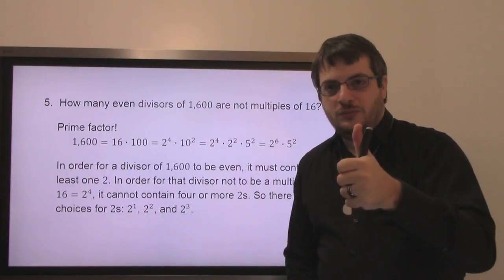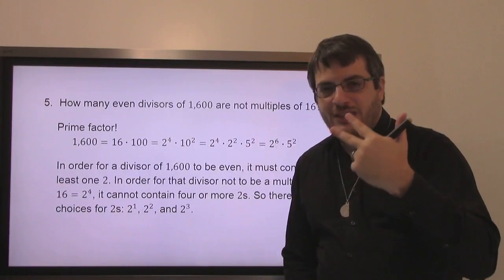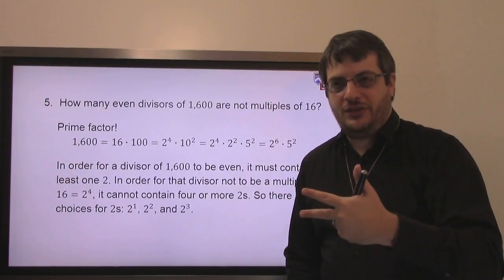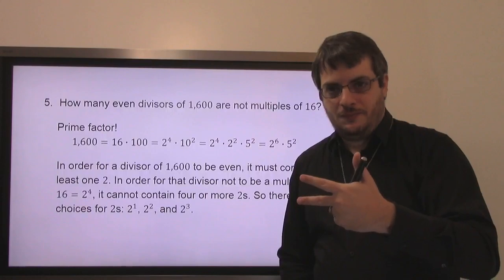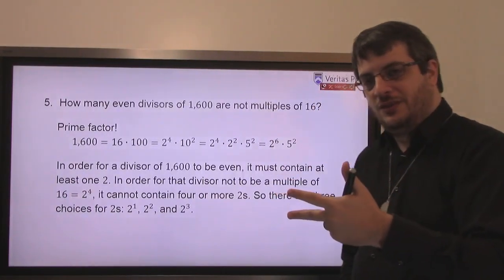You could have 1 2, or 2 2s, or 3 2s. You have 3 choices for the 2s. You can take 1 of them, or 2 of them, or 3 of them. Got that? 1 2, 2 2s, 3 2s.